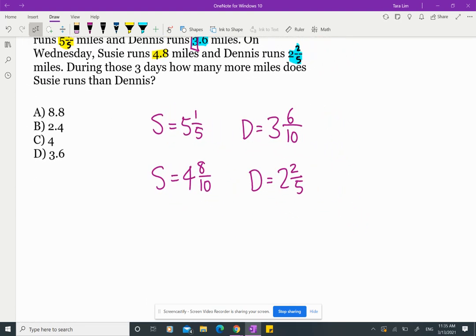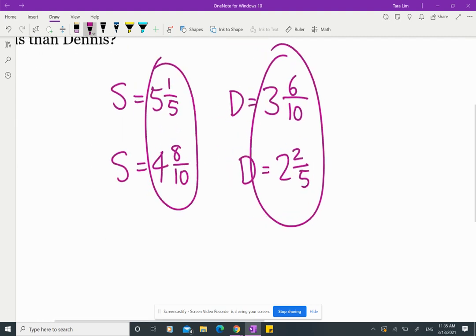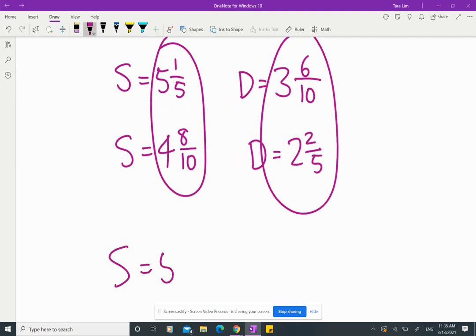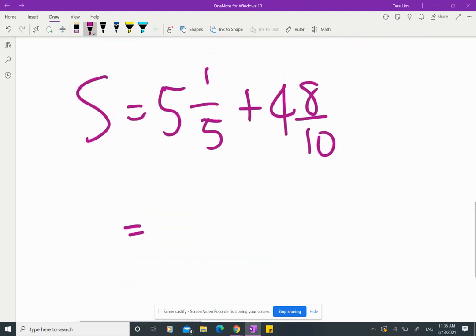Now, what we need to do is add. Susie runs this many miles, and Denise runs this many miles. So 5 and 1 over 5 plus 4 and 8 over 10. First of all, when we want to calculate a fraction with a mixed number, we must change it into an improper fraction.